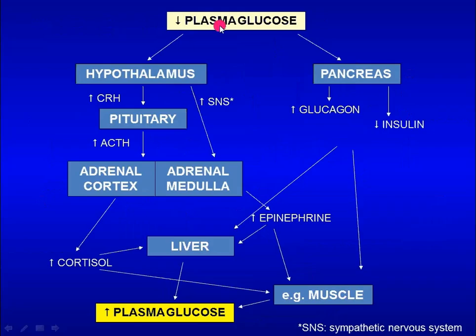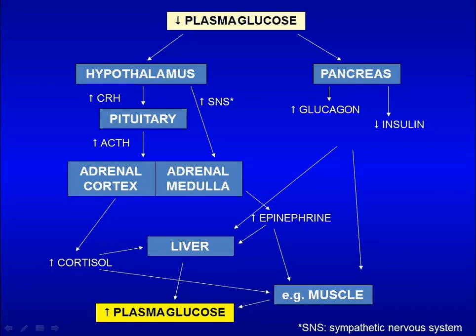When the blood glucose level is low, the hypothalamus receives the input and responds by secreting corticotropin-releasing hormone. CRH stimulates the pituitary gland to secrete ACTH. ACTH stimulates the adrenal cortex to secrete cortisol. Cortisol increases gluconeogenesis in the liver.